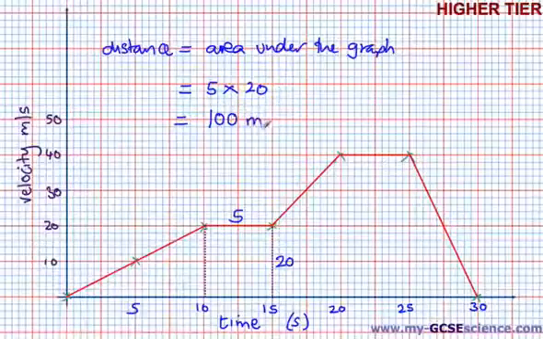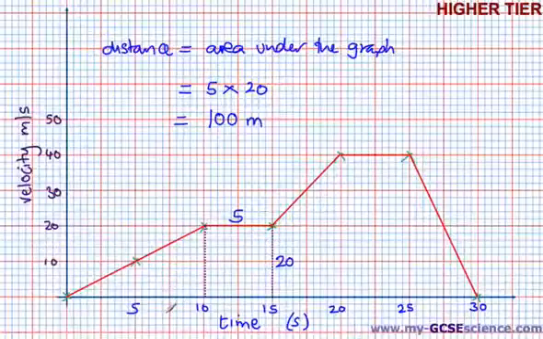Now if you think about it, that kind of makes sense because we are travelling between 10 and 15 seconds, at 20 meters per second for 5 seconds. So every second we travel 20 meters, so after 5 seconds it makes sense that we have travelled 100 meters, and that corresponds with the area under the graph here.